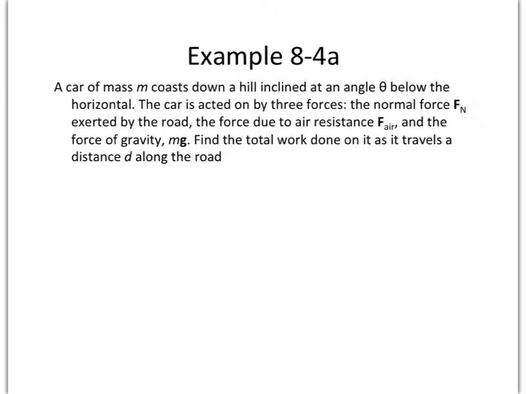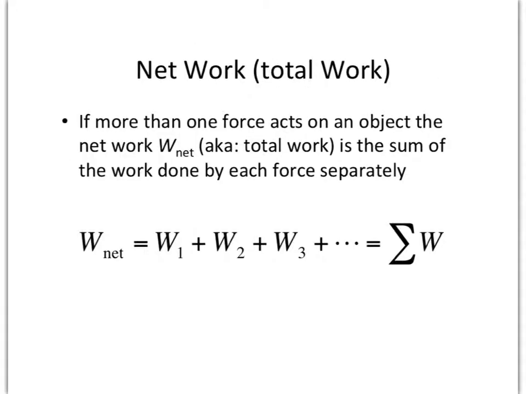from our notes. So the previous slide in our notes went as follows. The net work that is done, the sum of all the work that is done, is equal to the sum of all the works that are done, be they positive, be they negative. So you just add them all up, and that's a sigma right there. It's the sum of all the works, which is another way of saying our net work. That's going to be the principle on which we do example 8.4a.